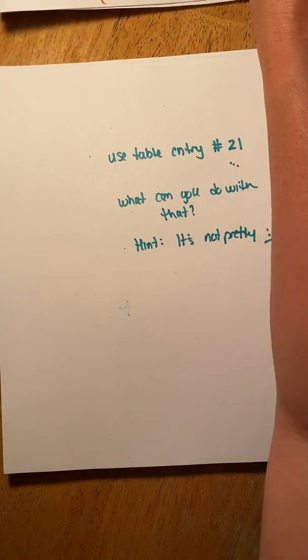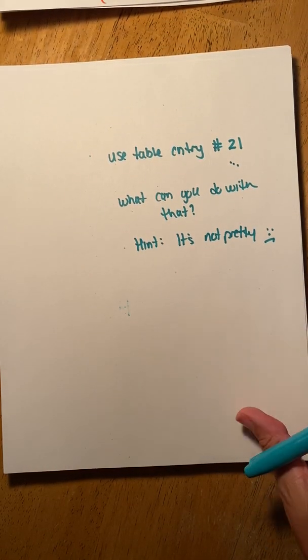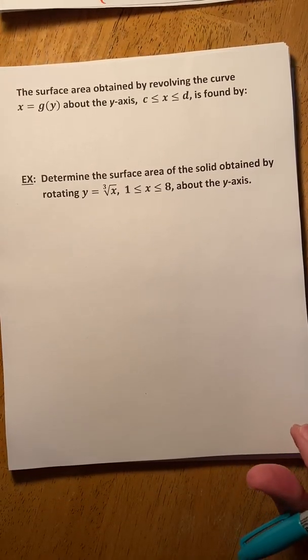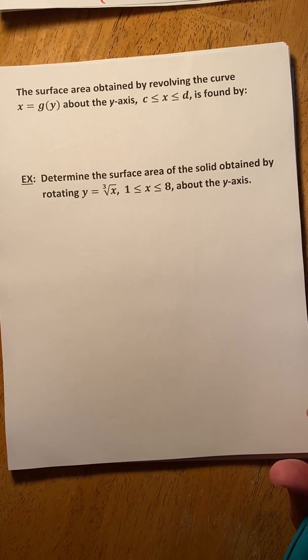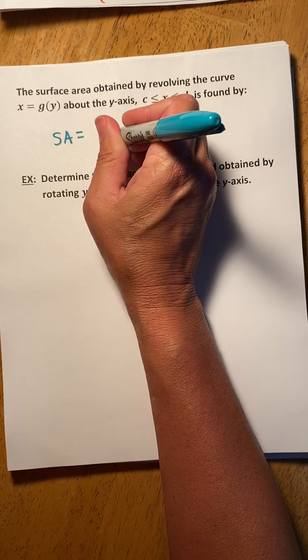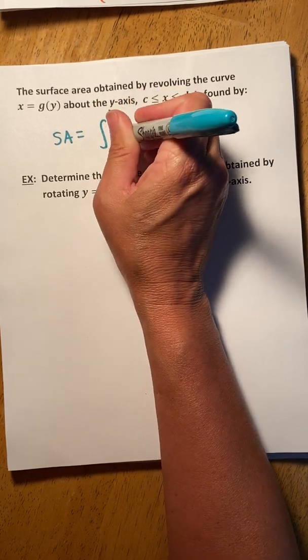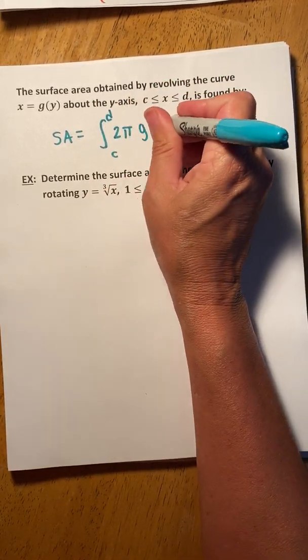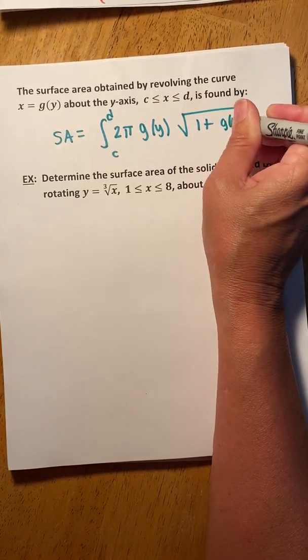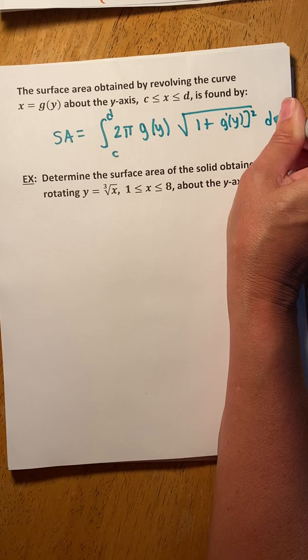All right, so that again was revolving a function f of x about the x-axis. What about if we revolve it around the y-axis? So the surface area obtained by revolving a curve x equals g of y about the y-axis, well, it's found the same way. We're just going to integrate from c to d. It's going to be 2 pi, and it's going to be the function g of y, and then the square root of 1 plus g of y prime, quantity squared.